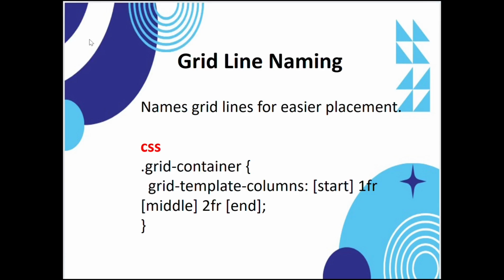Here we have taken grid-template-columns: start 1fr, middle 2fr, and then end, which means the first takes 1 fractional unit of space, the second takes 2 fractional units, and the third line, and they are named start, middle and end for semantic clarity.